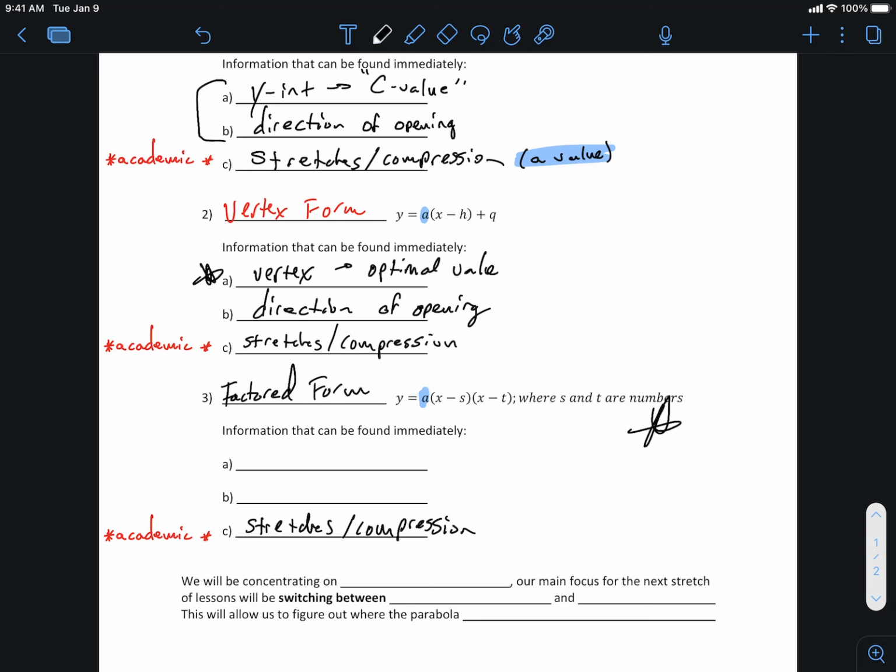The other thing you can see that we haven't really talked about yet is the x-intercepts. This form here, factored form, allows us to identify what those x-intercepts are. And remember, this is where we cross the x-axis.